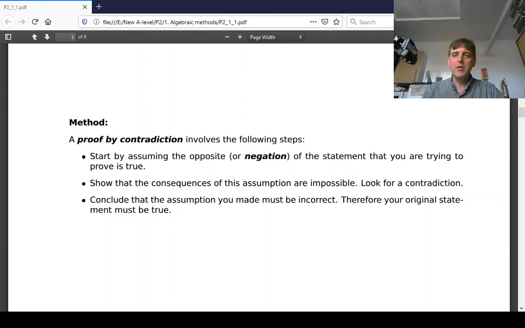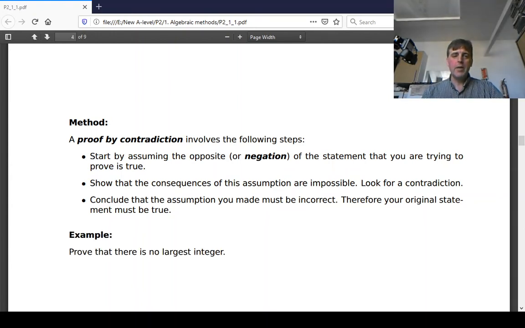Let's just have a look at those details again on the screen. The first thing we need to do is we start by assuming that the opposite of the statement that we're trying to prove is true. Technical word for the opposite here is negation. Then we show that the consequences of that assumption are impossible. They lead to some kind of contradiction, something which is nonsense, something which can't possibly be true. So our only logical conclusion is that the assumption that we made must be incorrect and our original statement must be true.